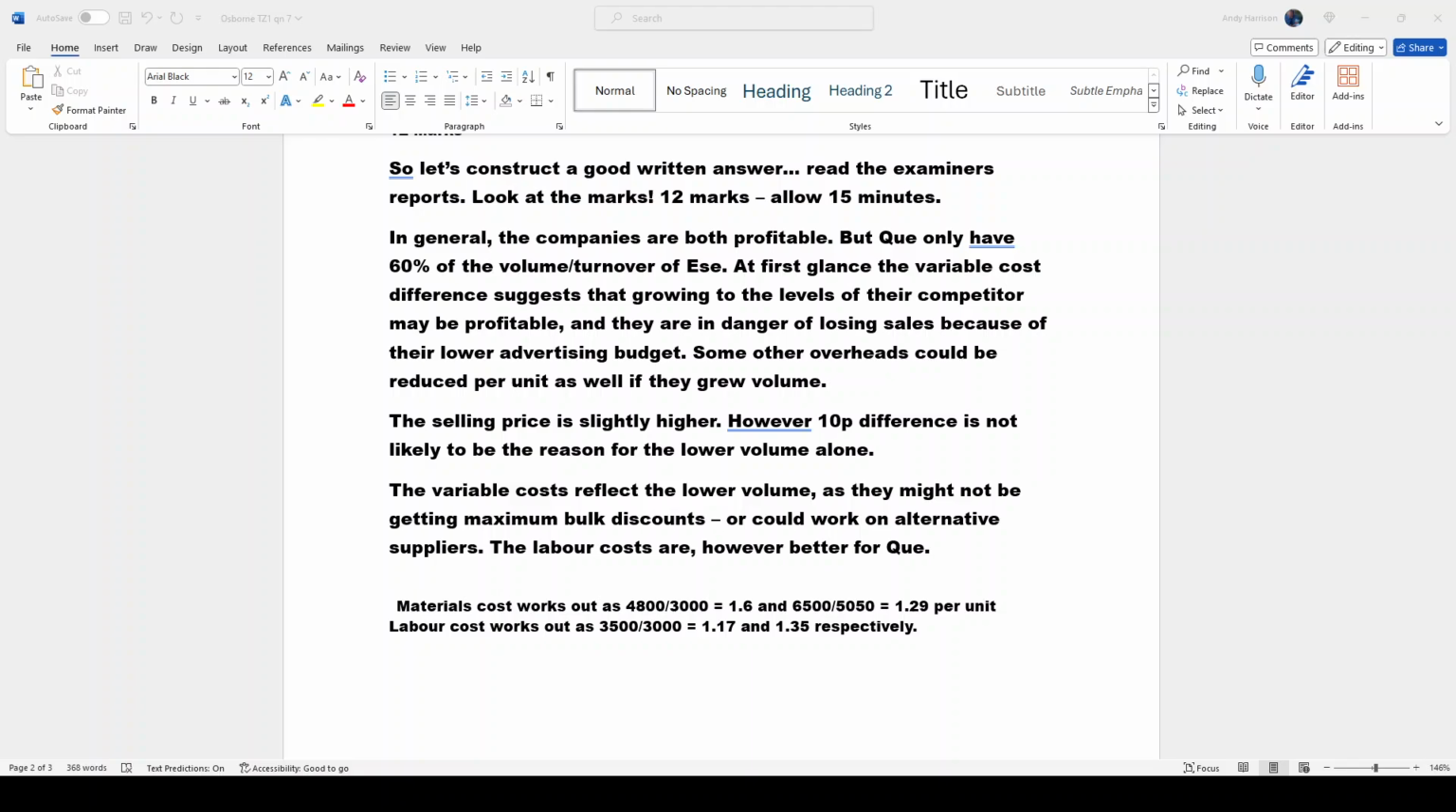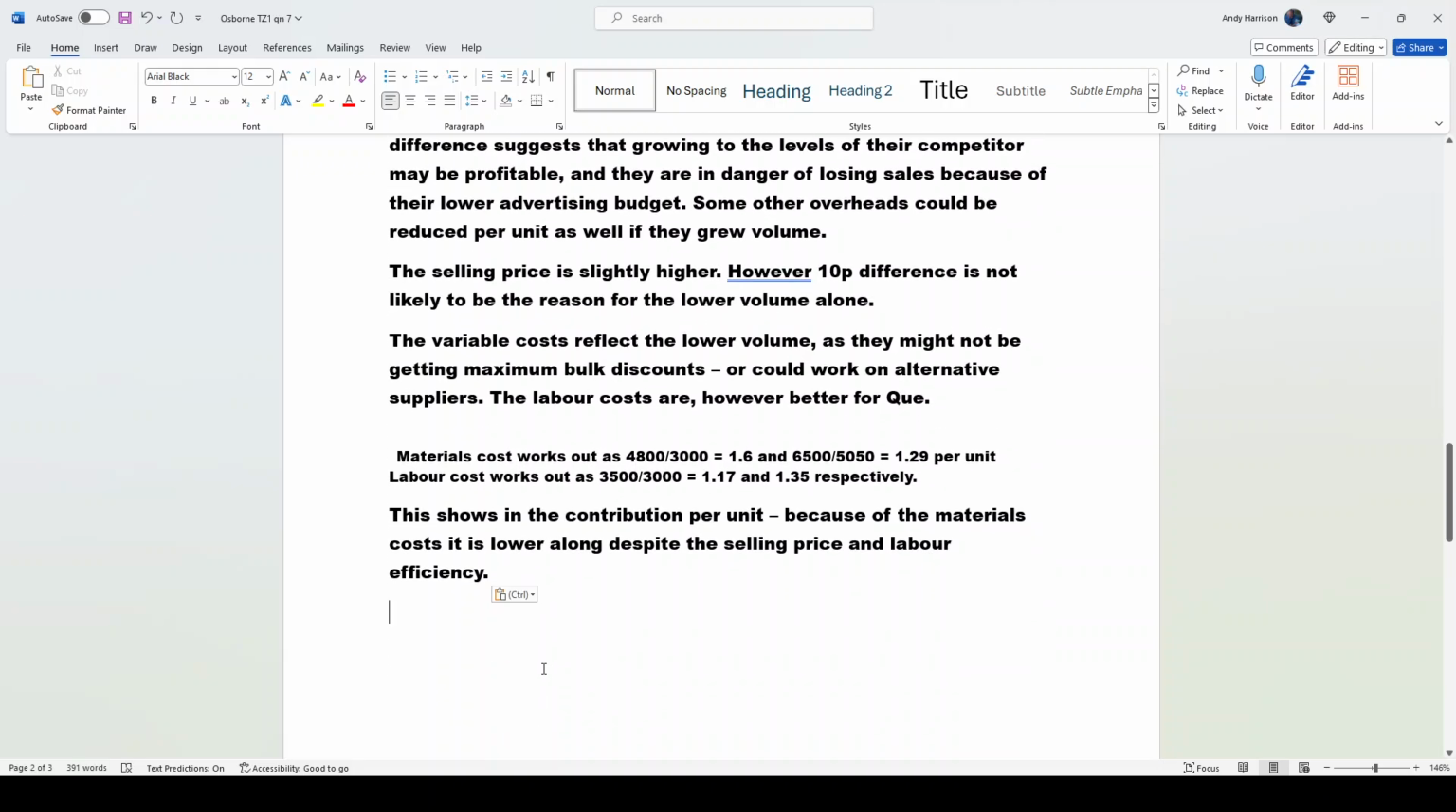Next row, no hesitation, no messing. You don't have time for that. So this shows in the contribution per unit. Again, try and word it carefully. Because of the materials cost, it's lower, despite the selling price and labour efficiency. So selling price makes the contribution higher, labour efficiency does, but it's outweighed by the materials, which gives you something to work on and something to focus on, of course. So it's doing its job, the analysis.